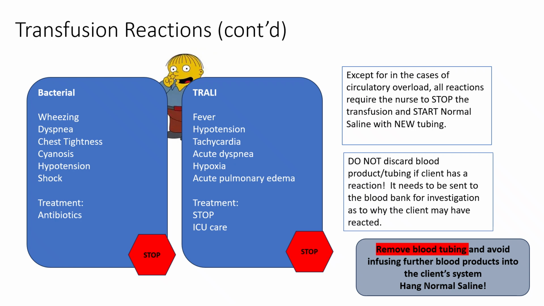Now, the only time you don't stop the blood is with your TACO, and that's when you may just need to slow it down. Any other time, immediately stop the blood, hang normal saline, remove the blood tubing, and send it to the blood bank for appropriate testing.